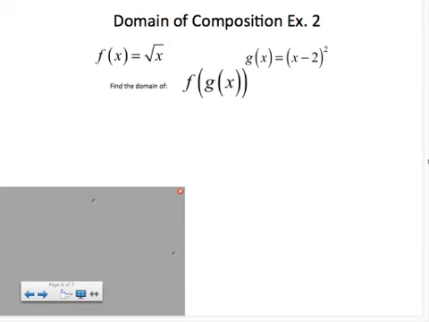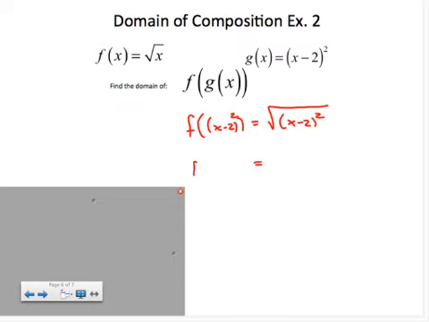Okay, let's see this one. We have f of x is the square root of x once again. G of x is now x minus 2 quantity squared. Find the composition f of g and then its domain. So f of g would be f of x minus 2 quantity squared in there. Which would be: take your function f and everywhere you see an x, replace it with x minus 2 quantity squared.